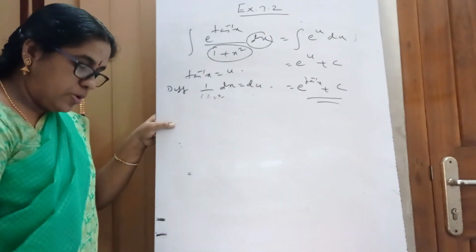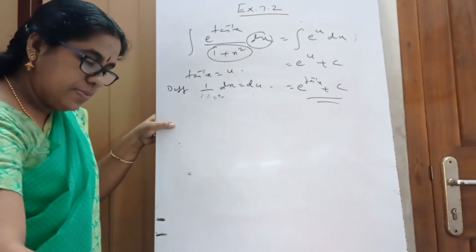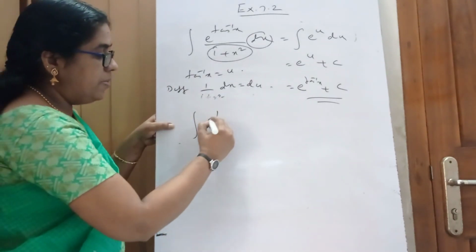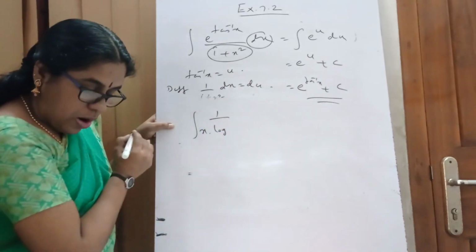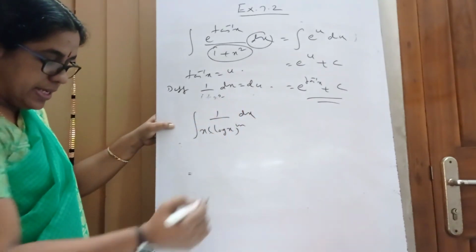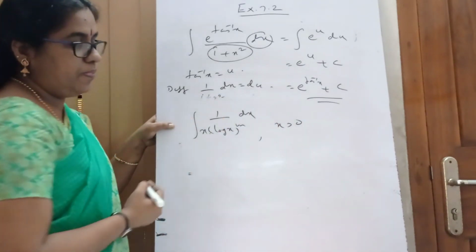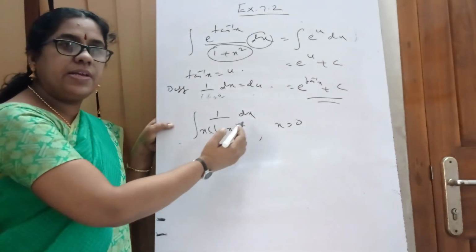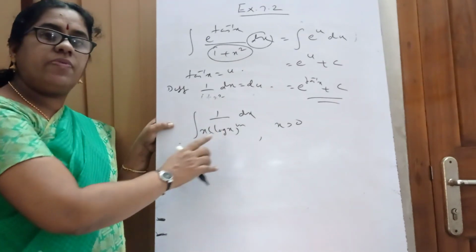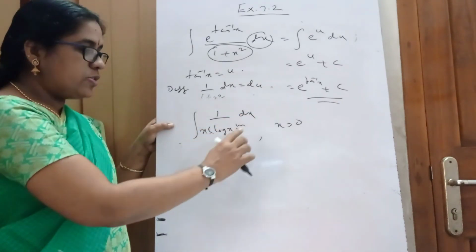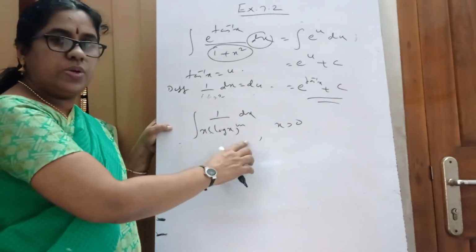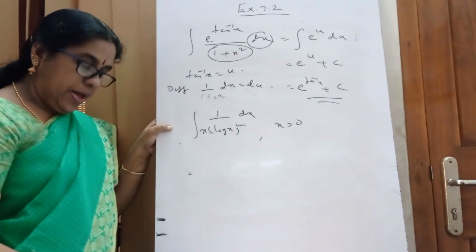Then one more question. The integral of 1 by x into log x raised to m into dx, where x is greater than 0. Here we know the derivative of log x is 1 by x, so 1 by x dx is here. In this question, put log x equal to u. Then you will get du by u raised to m. So you can write it as u raised to minus m and complete the answer.